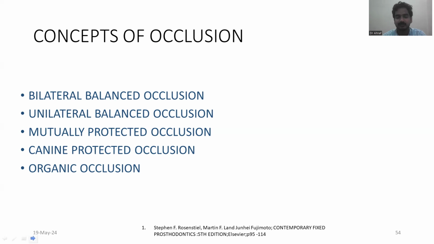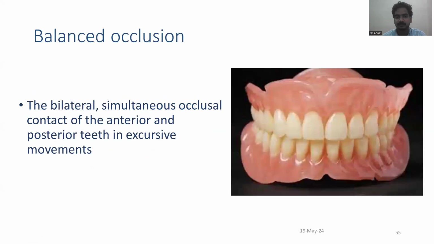Unilateral balanced occlusion, mutually protected occlusion, canine protected occlusion, and organic occlusion are present normally in natural dentition, and bilateral balanced occlusion in complete denture patients. So let's move on to balanced occlusion.